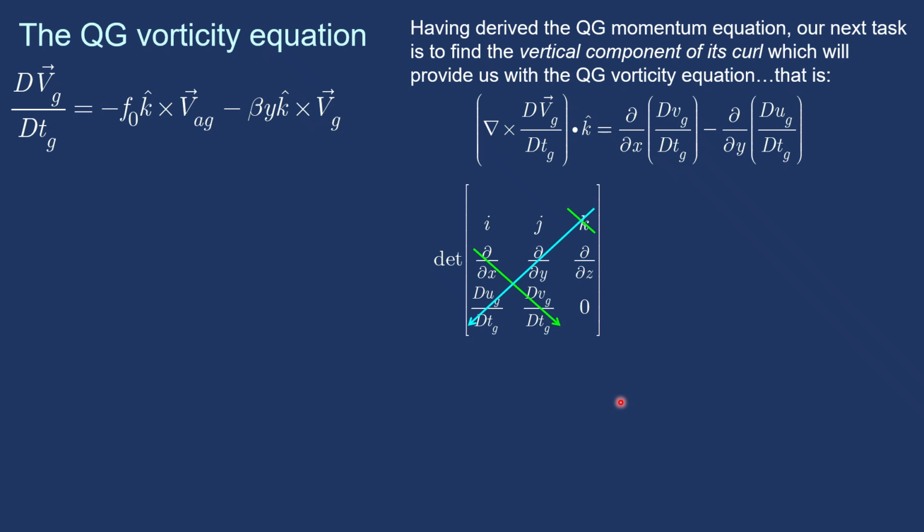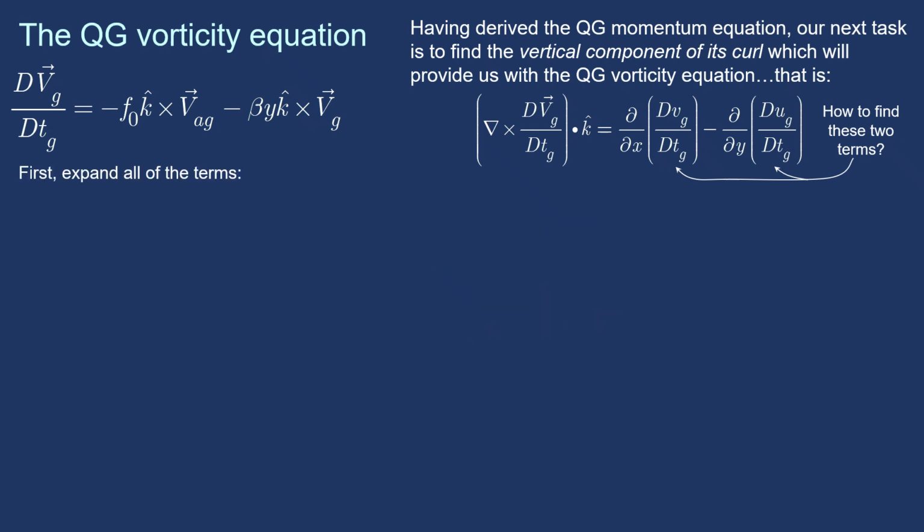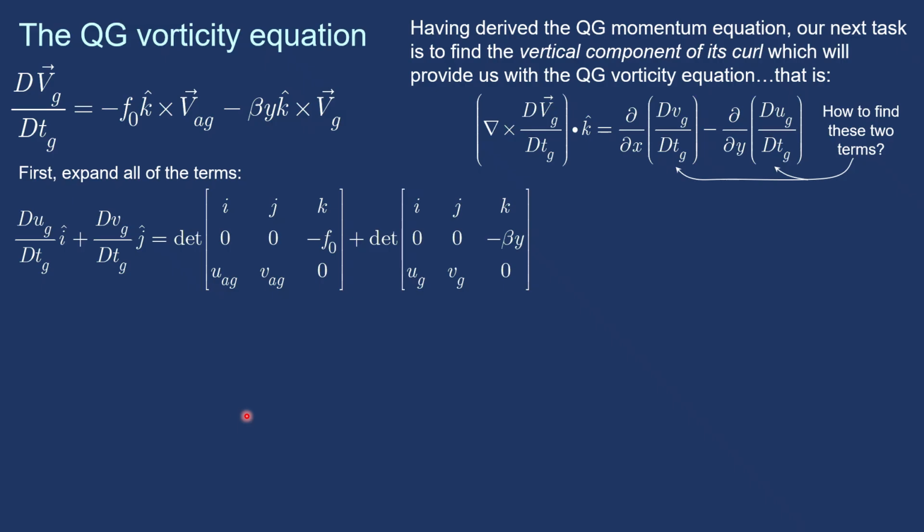Before we can work out this math on the right-hand side, we have to figure out how to find these two terms in parentheses here. These are the components broken down of the compacted total derivative that we have on the left-hand side of our momentum equation. So the first step will be to expand all of the terms. The left-hand side term will break into a zonal and a meridional component. For the right-hand side terms, we'll work out these two cross products.